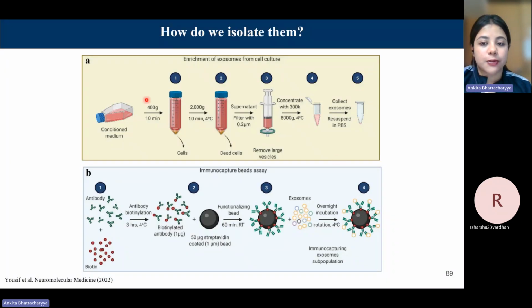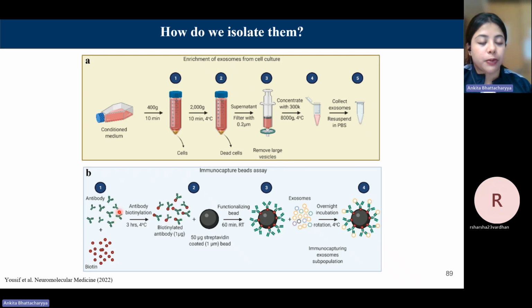So the first step is pretty much the same as we just discussed, whereby you use the conditioned media, or you can use patient blood, depending upon whatever your starting material may be. And then you subject it to sequential centrifugation steps and finally narrow down to only the smaller vesicles. Following that, there's a step for immunocapturing onto beads. For that, the beads were first incubated with the antibody.